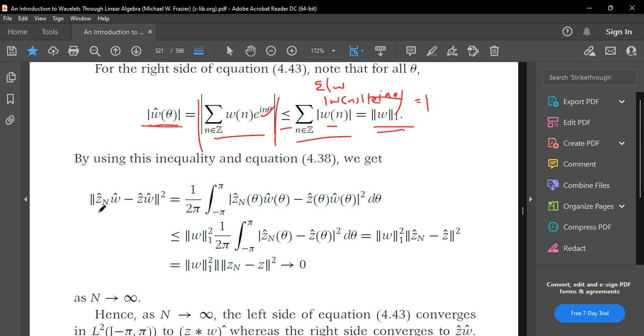We get the norm of Zn cap times W cap minus Z cap times W cap, the whole square. From equation 4.38, we can also write that the norm square of (Zn cap minus Z cap) times W cap will be less than or equal to the norm of Zn cap minus Z cap squared times the norm W1 square, here the W cap norm 1 square.